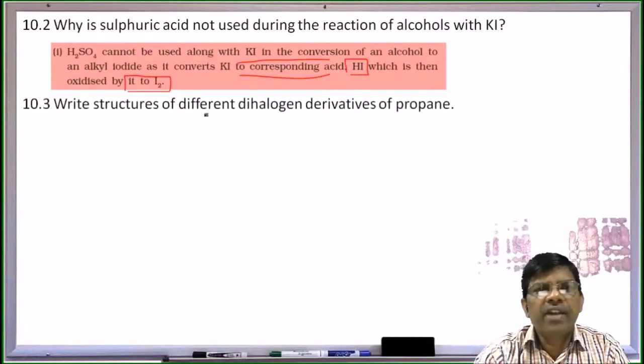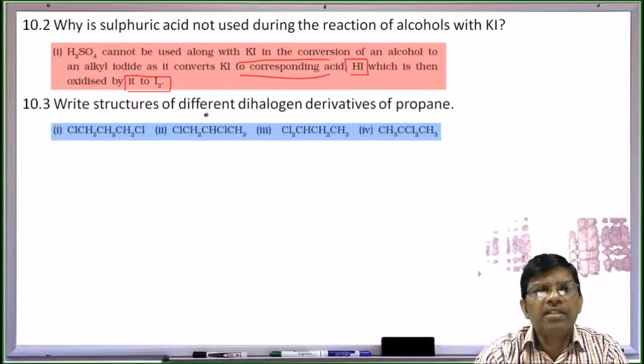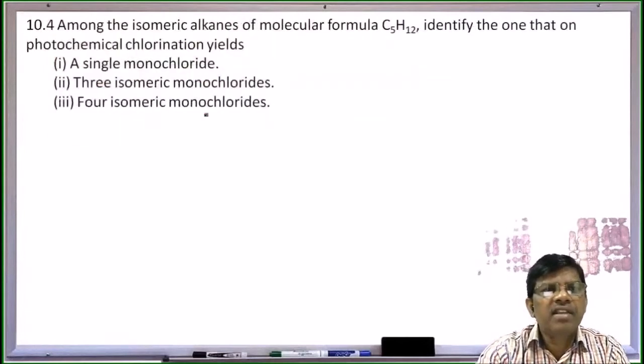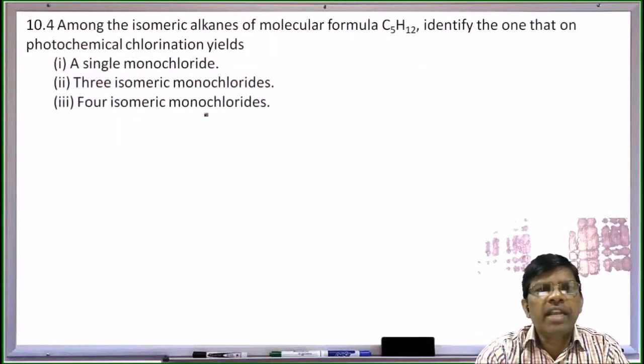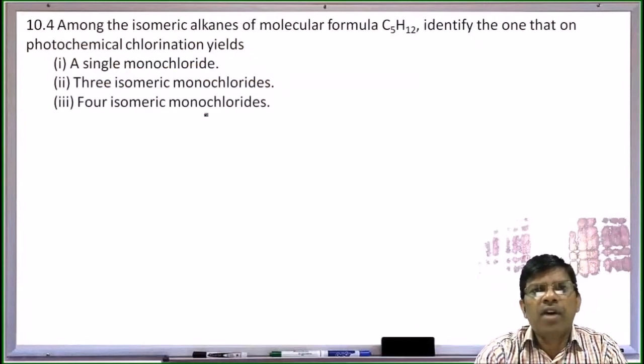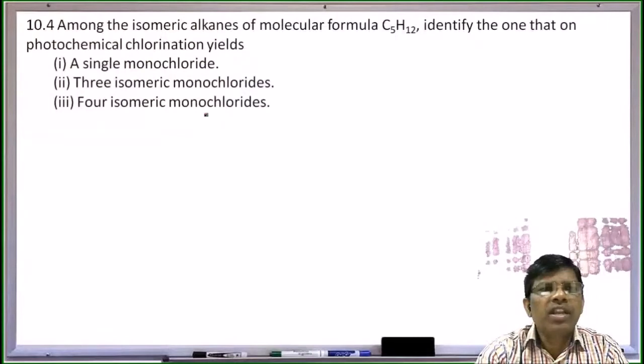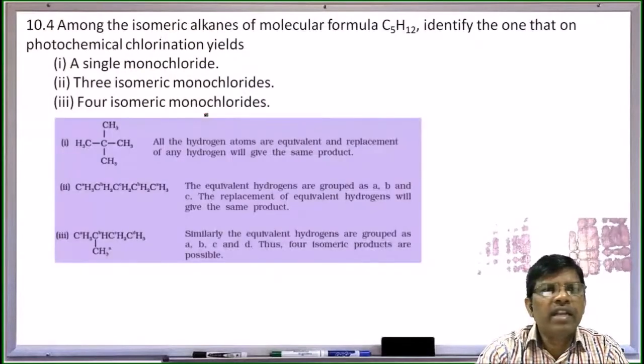Write structures of different dihalogen derivatives of propane. So you can write the dihalogen derivatives. And among the isomeric alkanes of molecular formula C5H12, identify the one that on photochemical chlorination yields a single monochloride. Yes. So even if I substitute at this position, this position or this, all are the same compound. We have the 3 isomeric monochlorides.